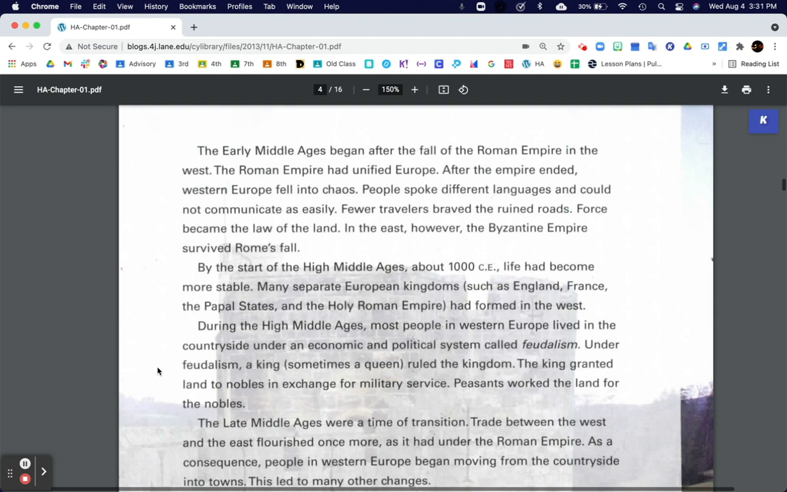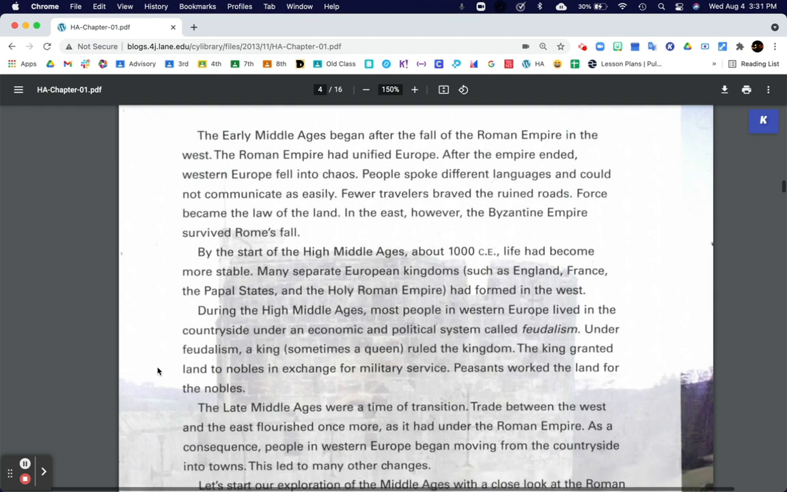By the start of the High Middle Ages, about 1000 CE, life had become more stable. Many separate European kingdoms, such as England, France, the Papal States, and the Holy Roman Empire, had formed in the West. During the High Middle Ages, most people in Western Europe lived in the countryside under an economic and political system called feudalism. Under feudalism, a king, sometimes a queen, ruled the kingdom. The king granted land to nobles in exchange for military service. Peasants worked the land for the nobles.